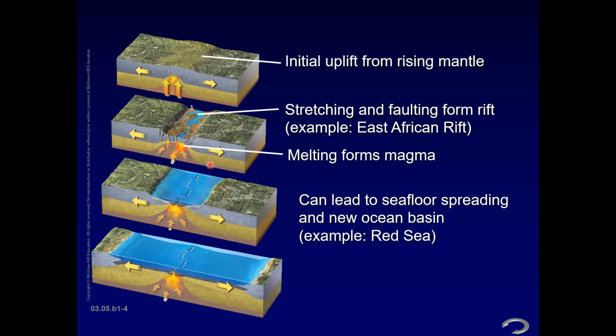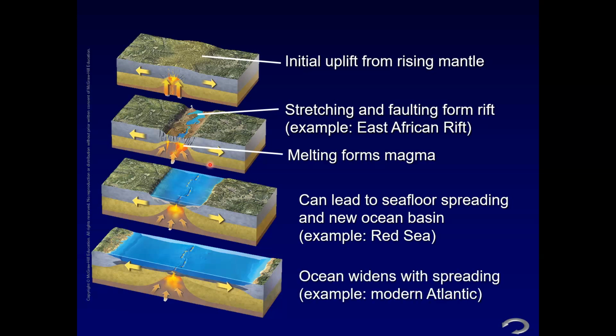That can lead to seafloor spreading and the development of a new ocean basin like the Red Sea. The ocean widens further with spreading. If it keeps doing that for a very long time, you get the modern Atlantic Ocean.